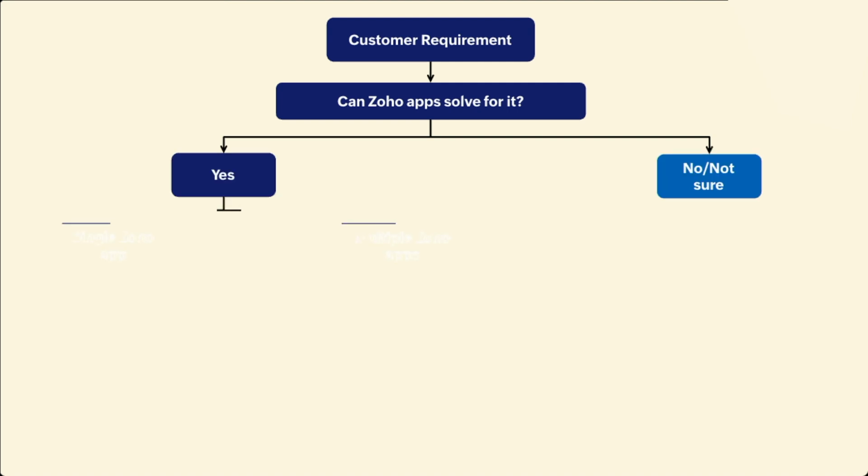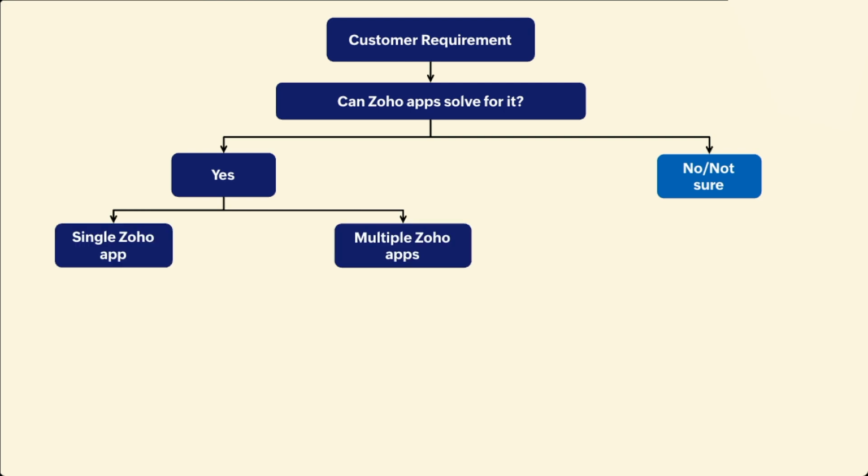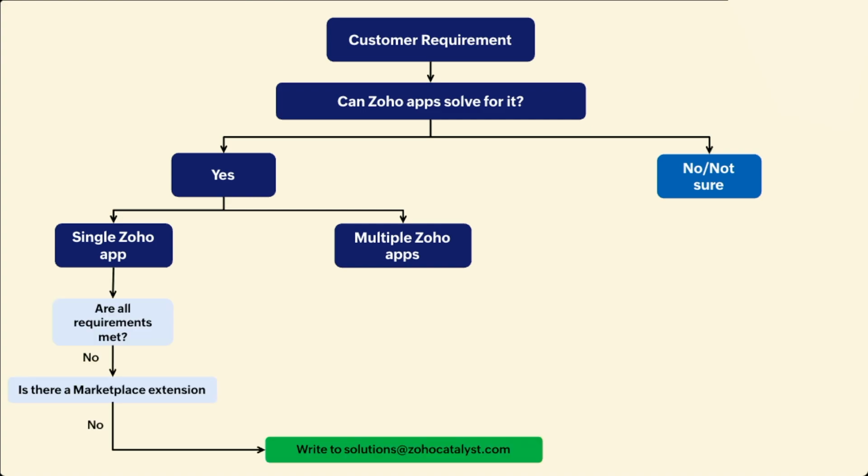In case it's a yes, you try and see if it's a single Zoho app opportunity or a multi-Zoho app opportunity. If it's a single Zoho app, you ideally go ahead and check if all requirements are met out of the box. In case they aren't, you ideally check if there's a marketplace extension for that. In case it still doesn't exist, you could write to us and we'll help you build that from scratch.